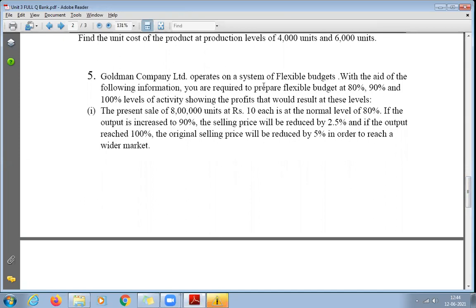We have to prepare a flexible budget for 80%, 90% and 100% levels of activity. He has not given us the units, he has given us the percentage. So we have to calculate that. How to calculate that? He has given it in the next line. So what are you supposed to calculate? We are going to prepare a flexible budget, plus we have to show even the profits. So we have to calculate the profit also. So how to calculate profit? Anyone?